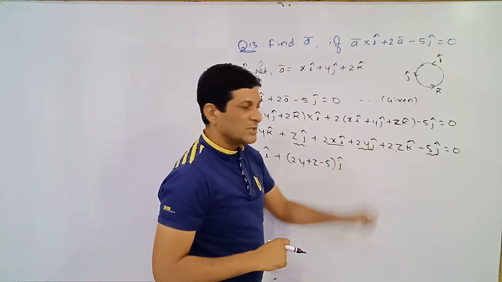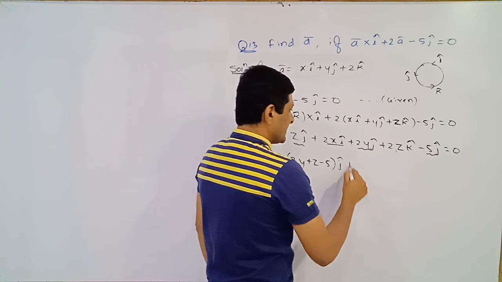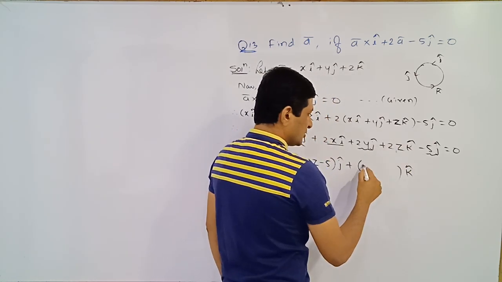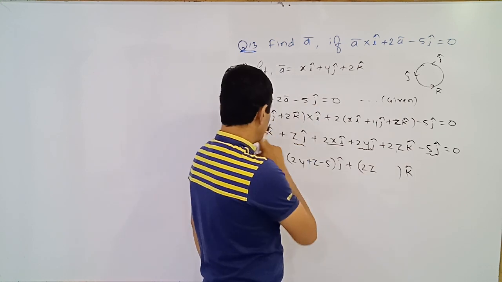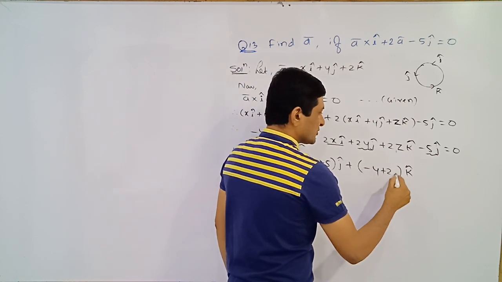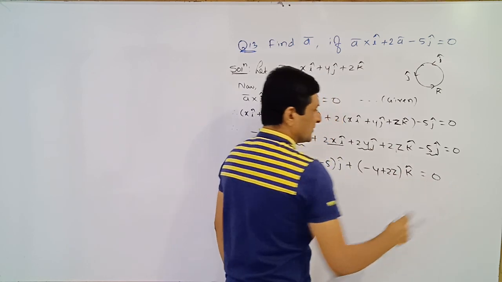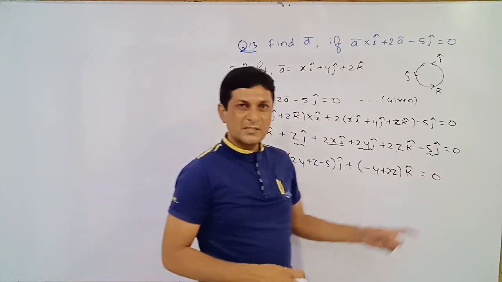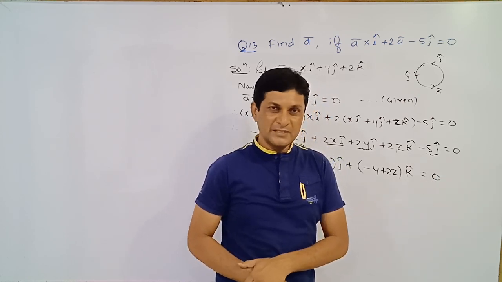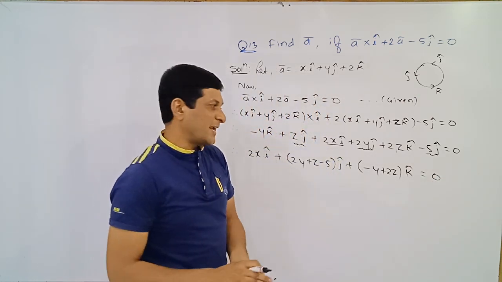Now lastly collect the terms of k cap. 1, 2. Two terms of k cap are there. If we take k cap common from these two terms, here we will get 2z and here we will get minus y. First write down minus y plus 2z. On this side 0. Now 0 means 0 i cap plus 0 j cap plus 0 k cap is there, isn't it? So comparing both sides, what will we get?